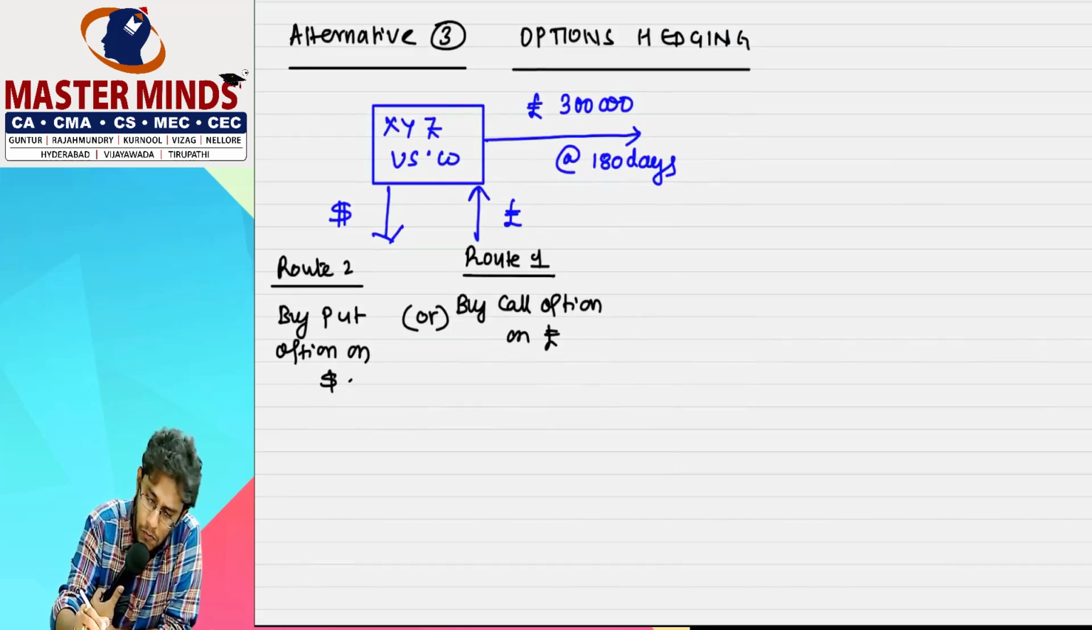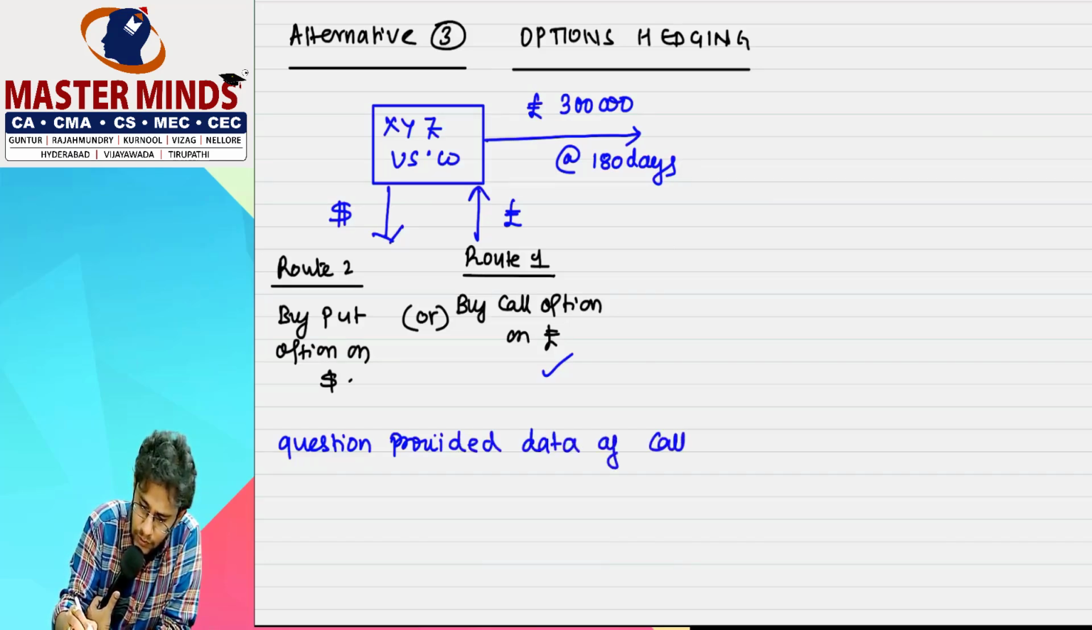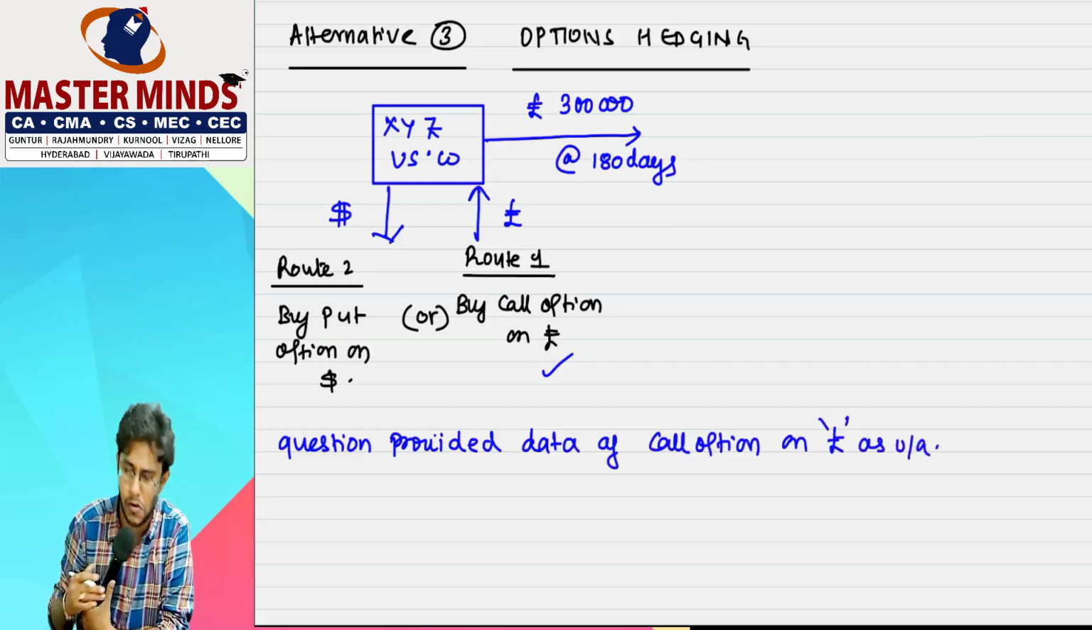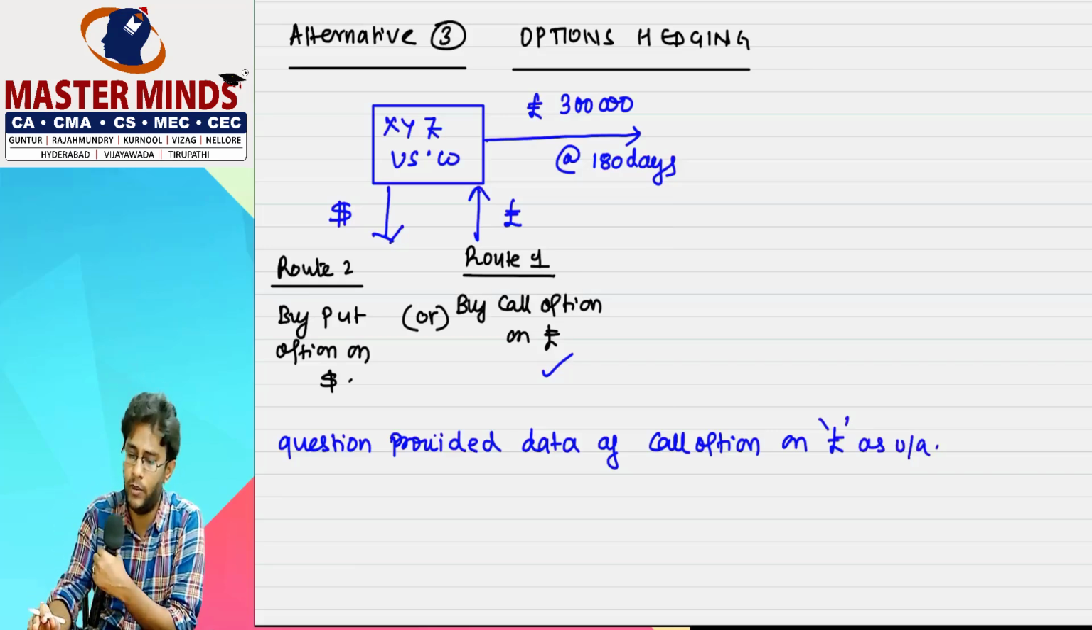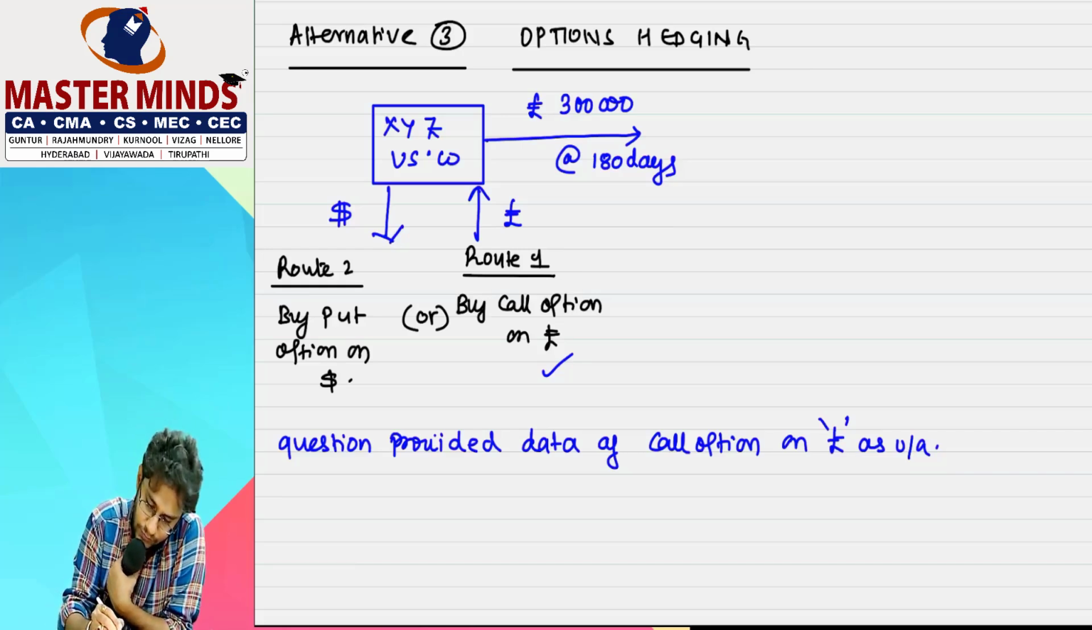So the question provided data of a call option on pound as the underlying asset. How many pounds do you have to hedge? 3 lakh pounds.